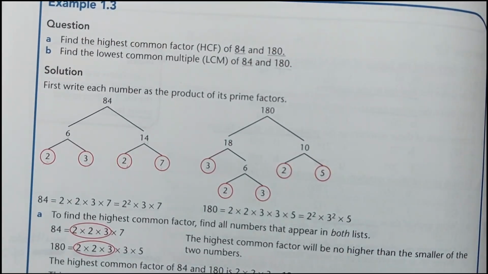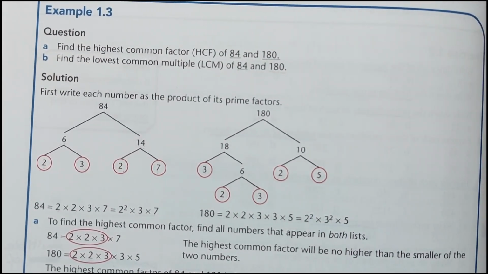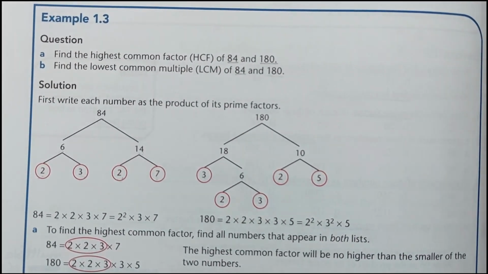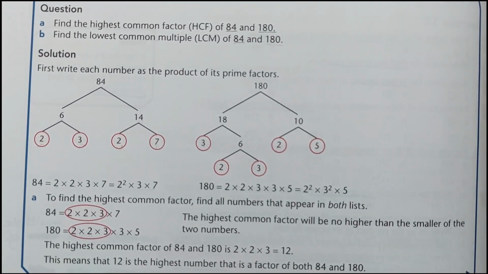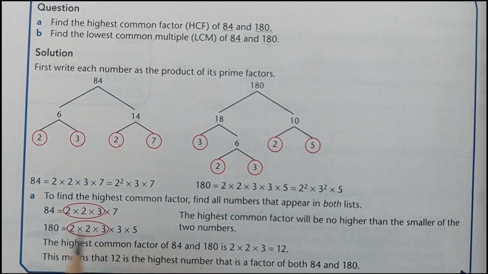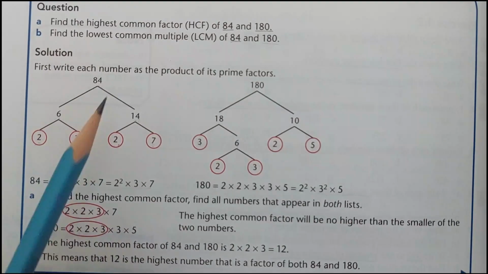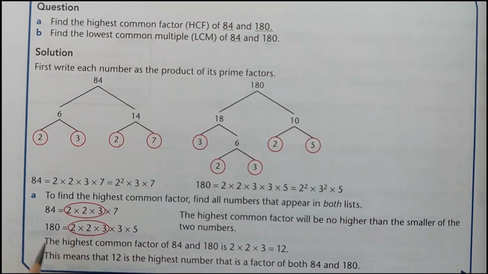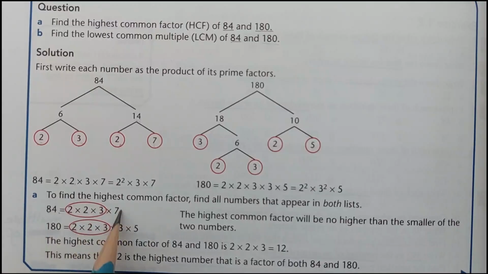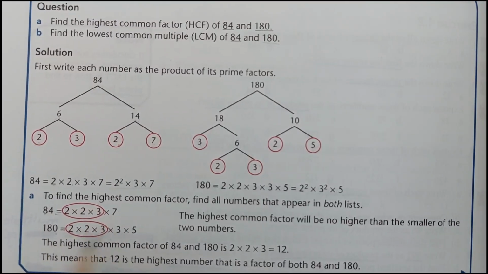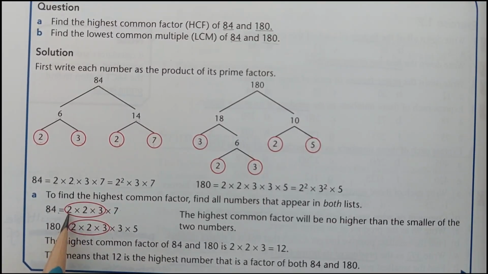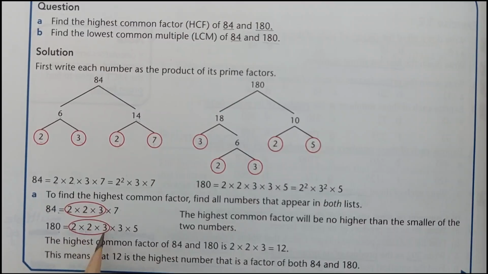Whether you are working with the HCF or LCM, the first step is to find the prime factors of these two numbers, right? Now let me find the highest common factor first, because in part A they are asking for HCF. So list the factors of 84 and the factors of 180. Now pick the common factors. 2 is common, 2 is common, 3 is common. These are the common ones.